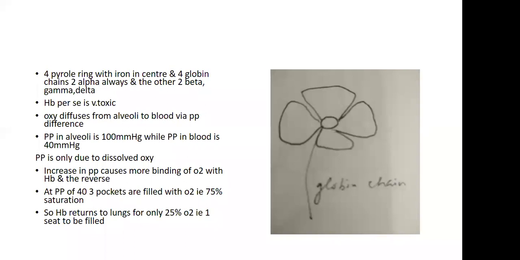So you can say that this hemoglobin, this blood which has been brought to the pulmonary area for oxygenation is already having 75% saturation, which means that hemoglobin returns to the lungs from the tissues only for 25% oxygen, because only 1 seat is available that has to be filled to make it 100% saturation. I hope you got my point.